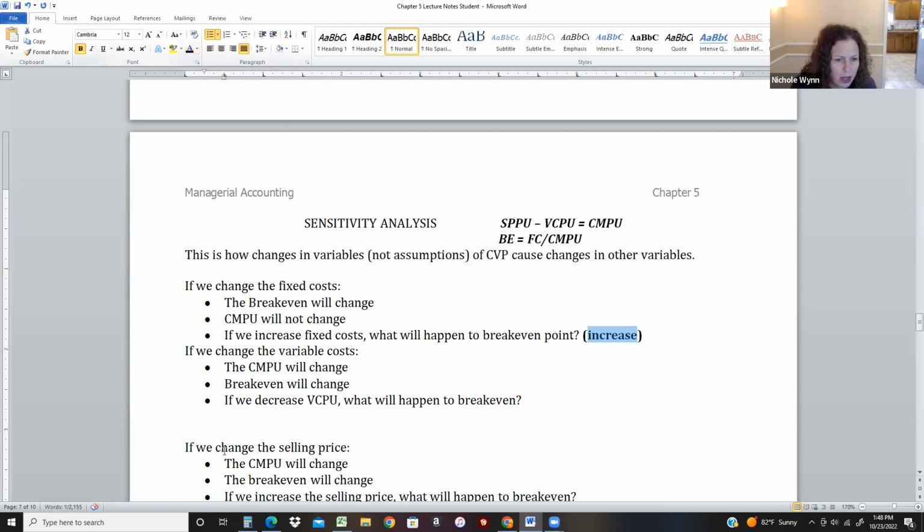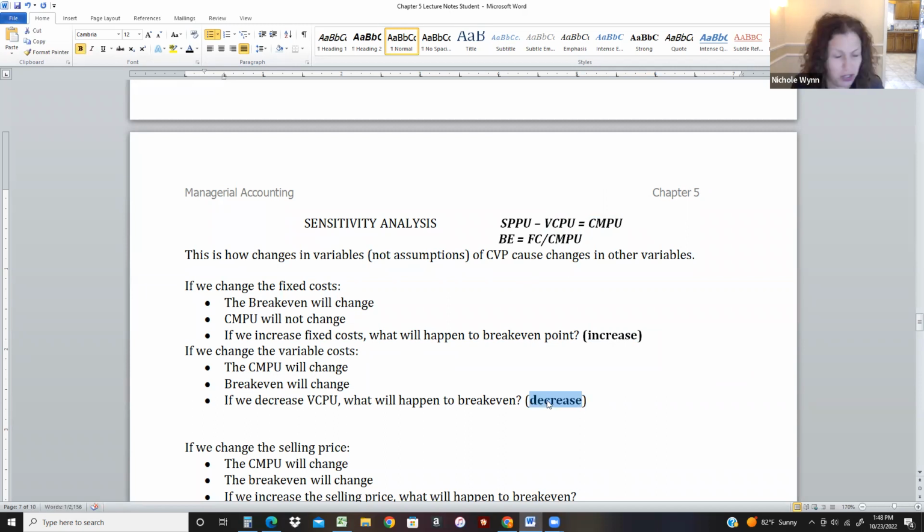Okay. And then if we change the variable costs, then that will change the CMPU. And if the CMPU changes, then your break even will change. So then the question says, if we decrease variable costs, what happens to break even? And again, ignoring the formulas, if a cost goes down, then you won't need to sell as many to break even. So the answer is decrease.